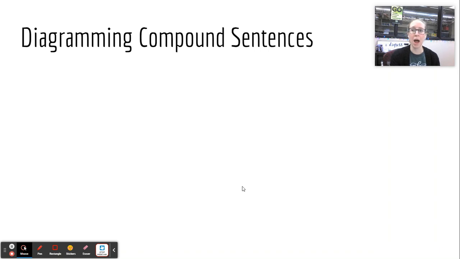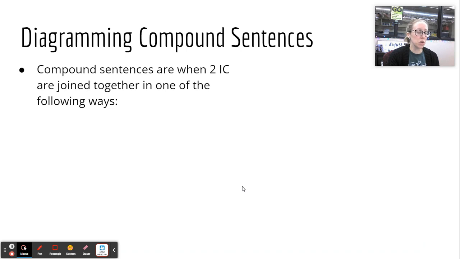So remember, that's when you have two independent clauses joined together. So a little bit to know about these. Compound sentences are when you have two independent clauses joined together in one of the following ways. There's literally only three ways that you can join together two independent clauses, and they are as follows. You can do a comma FANBOY in between your two independent clauses.